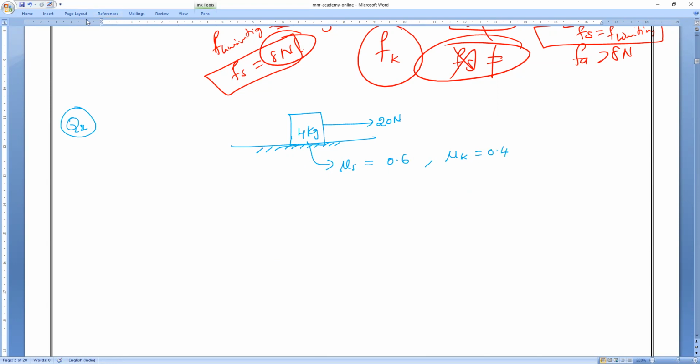So why am I giving two values? If the applied force is greater than F limiting, then we have to go with mu K or mu S? We have to go with mu K. Understanding, everyone? Clear? So find the friction force. Be very clear.